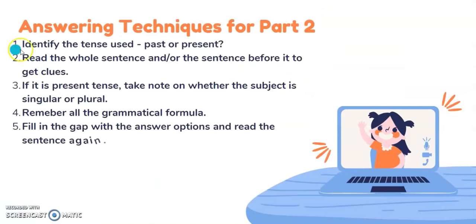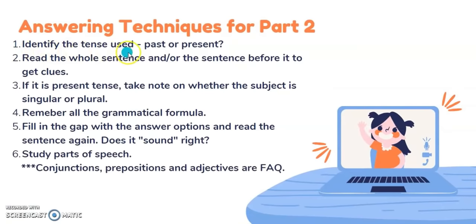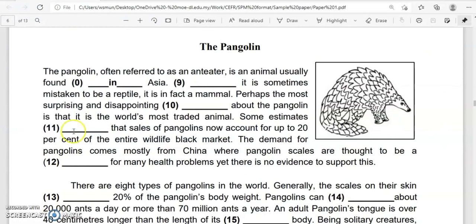First of all, you need to identify the tense used in the text. Is it past or present? How to do this? You can do this by looking at the first sentence of the text. Okay, let's look at the first sentence. The pangolin, often referred to as an anteater, is an animal usually found in Asia.